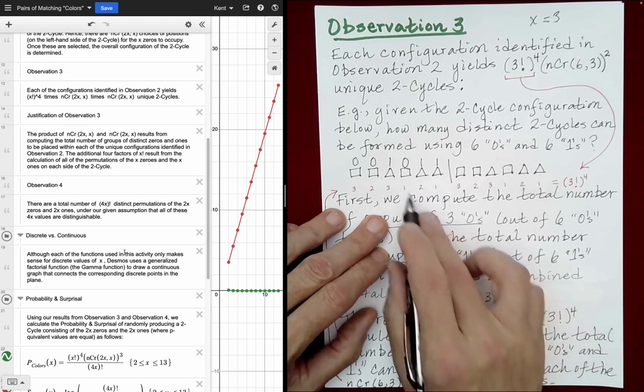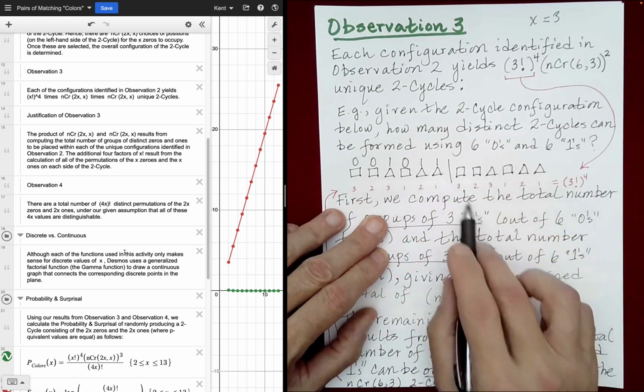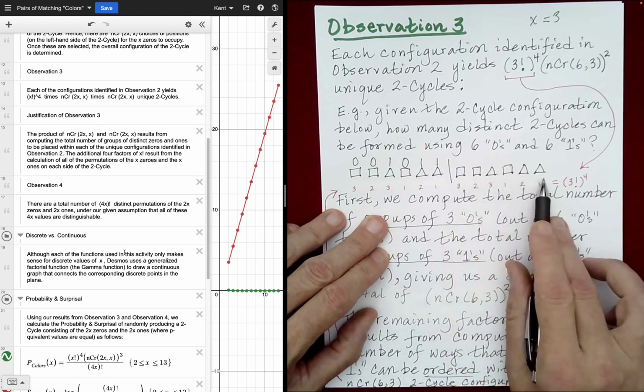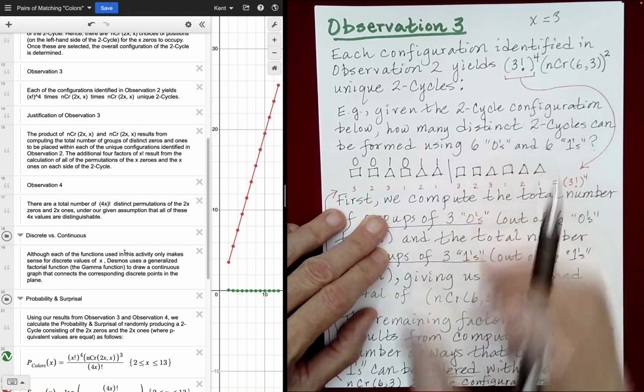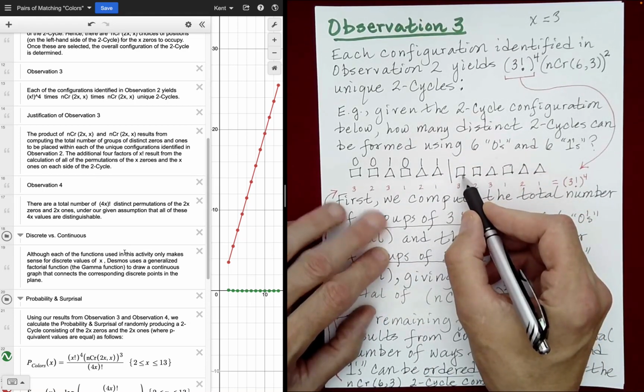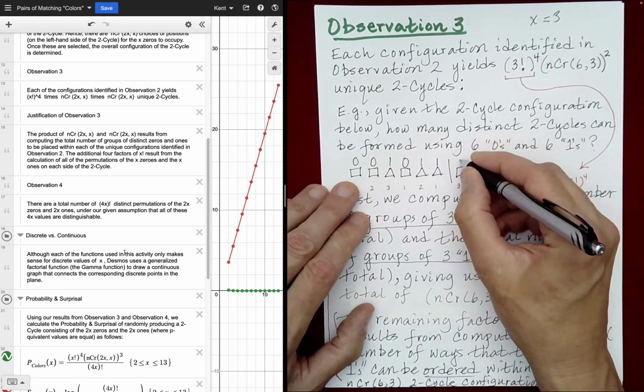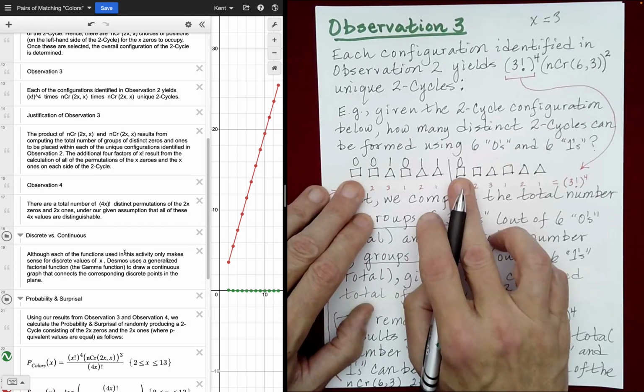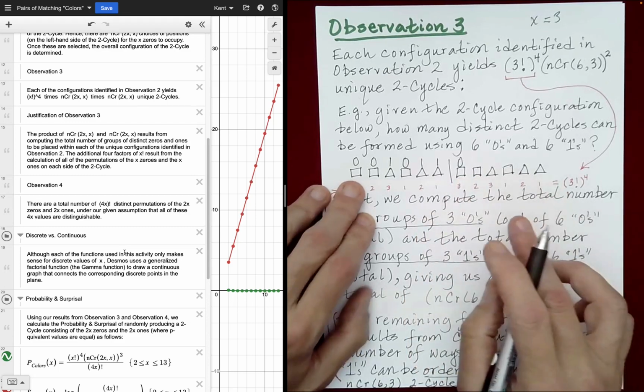Now, everything I said here applies over here as well. You have 3 zeros and 3 ones that are going to be put into these special positions. For it to be a 2 cycle, this has got to be a 0, right? You have to have the same value at the beginning of each of the 2 cycles for it to be a 2 cycle.